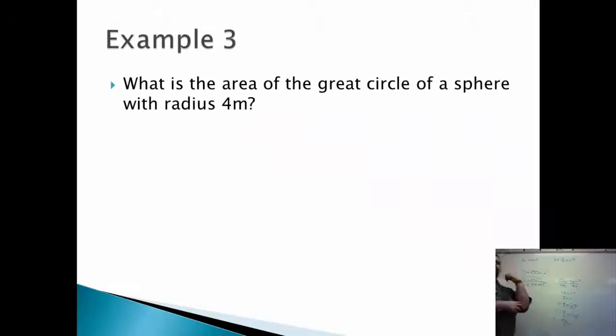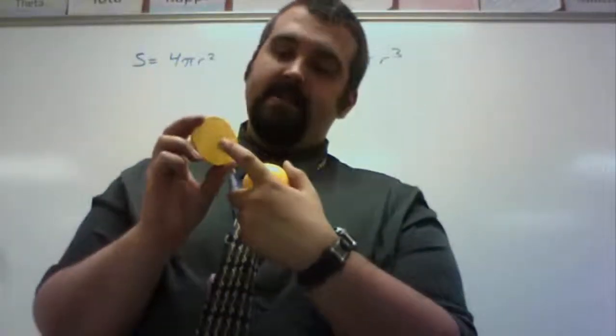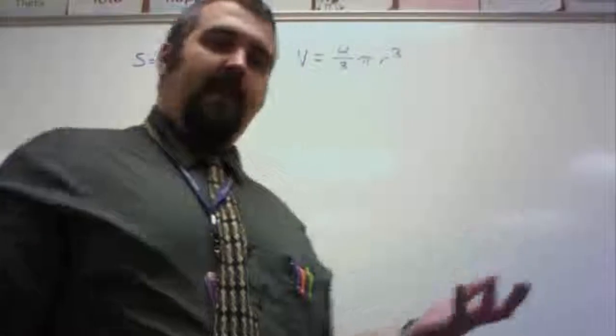So, what is the area of a great circle of a sphere with radius 4 meters? Now I just got done saying that the radius of a sphere and the radius of a great circle have one in common. Well, I said if I would cut this exactly in half, this shape here is the center of my sphere. So the distance from the center to the edge is the same as the center to the edge anywhere in here. So the radius of this is the same as the radius of the sphere is the same as the radius of the great circle.